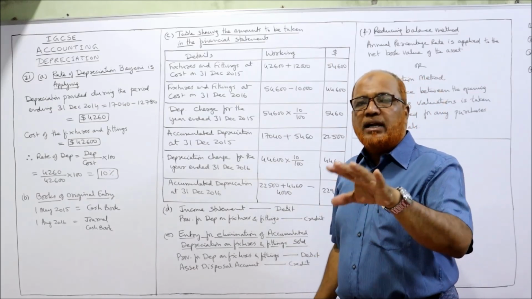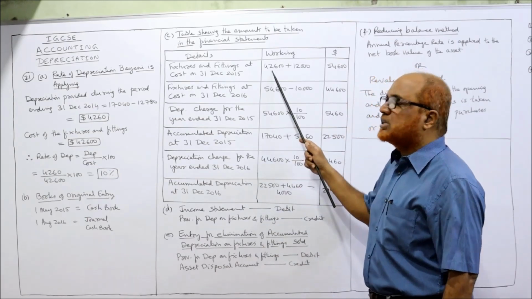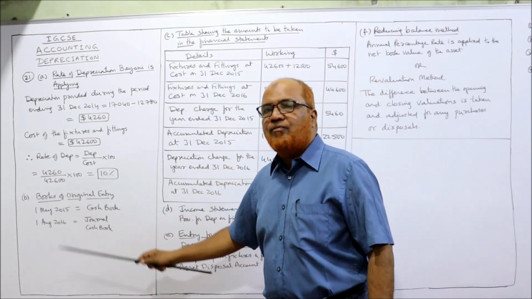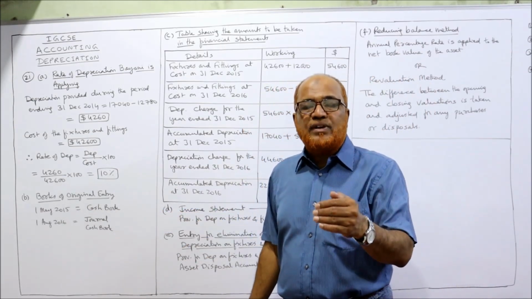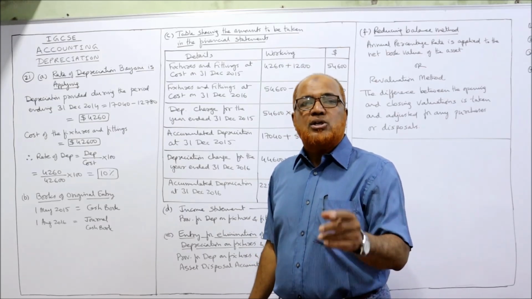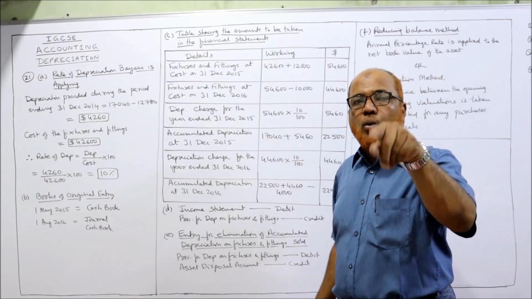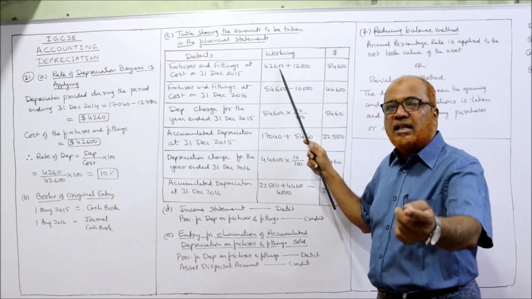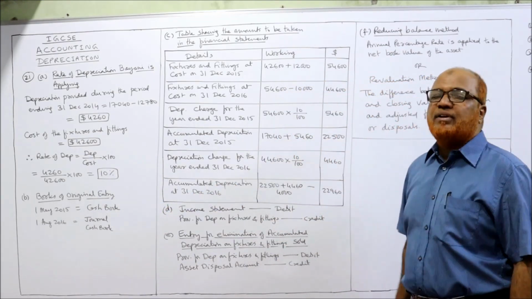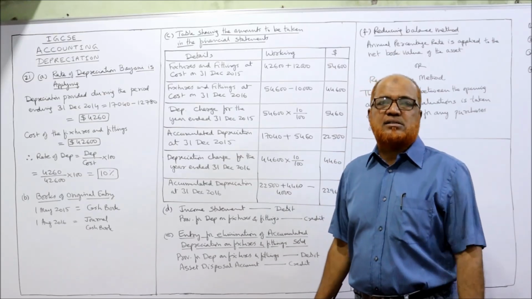See here. In 2013 and 2014, we have fixtures of 42,600 given in the problem. And on 1st May 2015, some more fixtures are purchased. 12,000 worth of fixtures are purchased. So on 31st December 2015, we have two fixtures. The old fixtures 42,600 and the new fixtures purchased on 1st May 2015, 12,000. So total 54,600 is the total cost of fixtures and fittings, right?